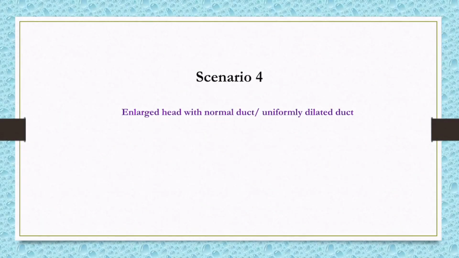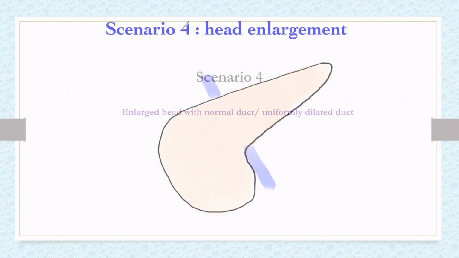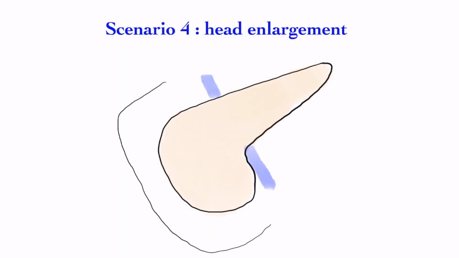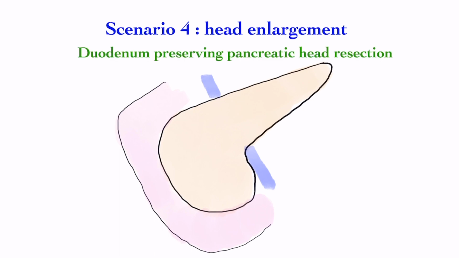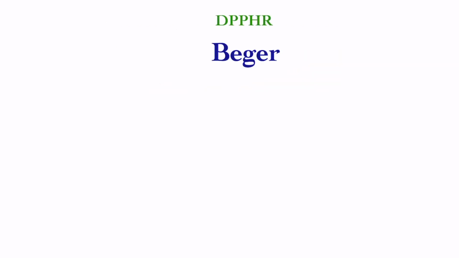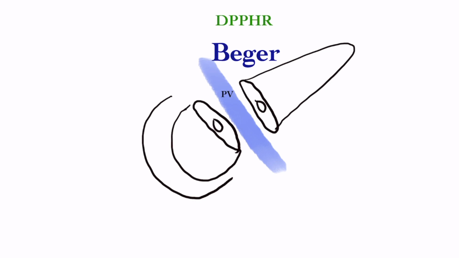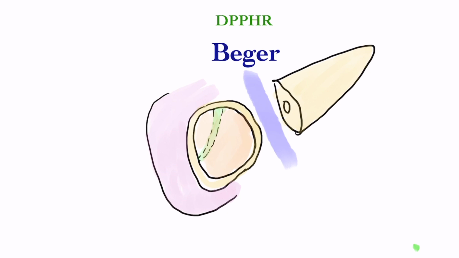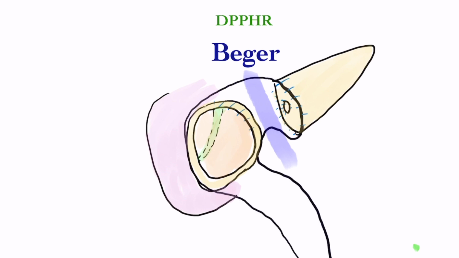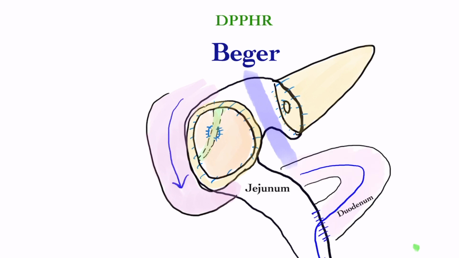Scenario 4. Enlarged head with normal or uniformly dilated duct. As per rule, duodenum-preserving pancreatic head resection is done, but common supply of duodenum and pancreas is a challenge. Beger devised a procedure where pancreatic neck is transected over portal vein as done in Whipple's, and pancreatic head is removed with a small rim of parenchyma along duodenum and posteriorly. CBD may get exposed. Both distal pancreas and head cavity are anastomosed to jejunal loop. If CBD stricture is present, then it can also be anastomosed to pancreatic wall.